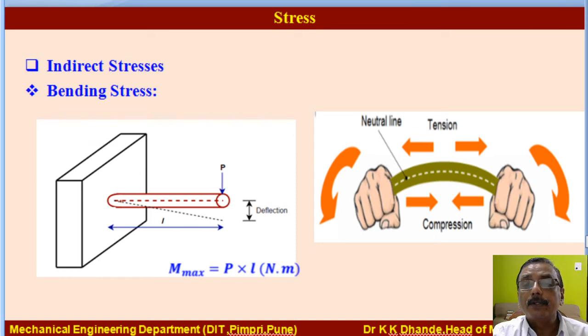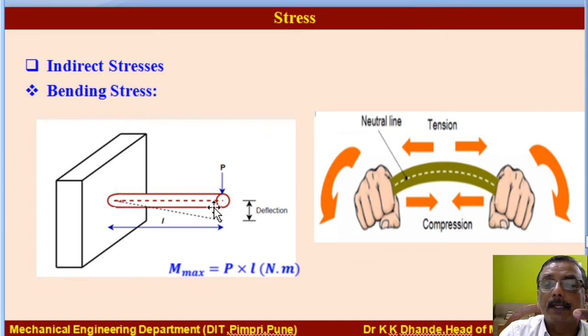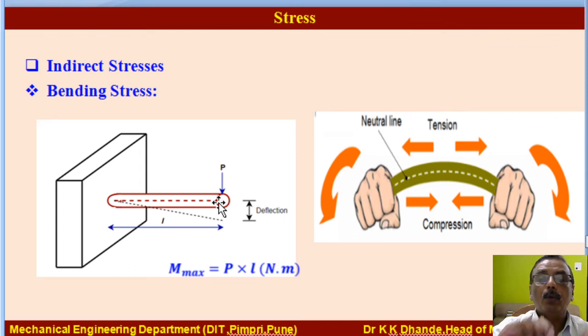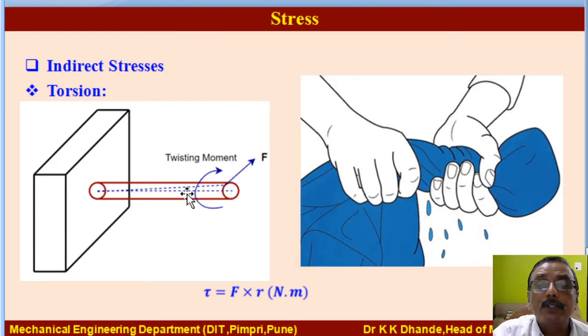Next point is indirect stress. Bending stress and torsional stress are the indirect stresses. Here a cantilever beam is given, one end is fixed, and at the other end a force is applied or load is acting on it. When the load is acting, this bar, or you may say this rod, deflects from its original position. When the load is acting on that body, this body will deform. This curvature indicates that it bends, and that is called the bending stress.